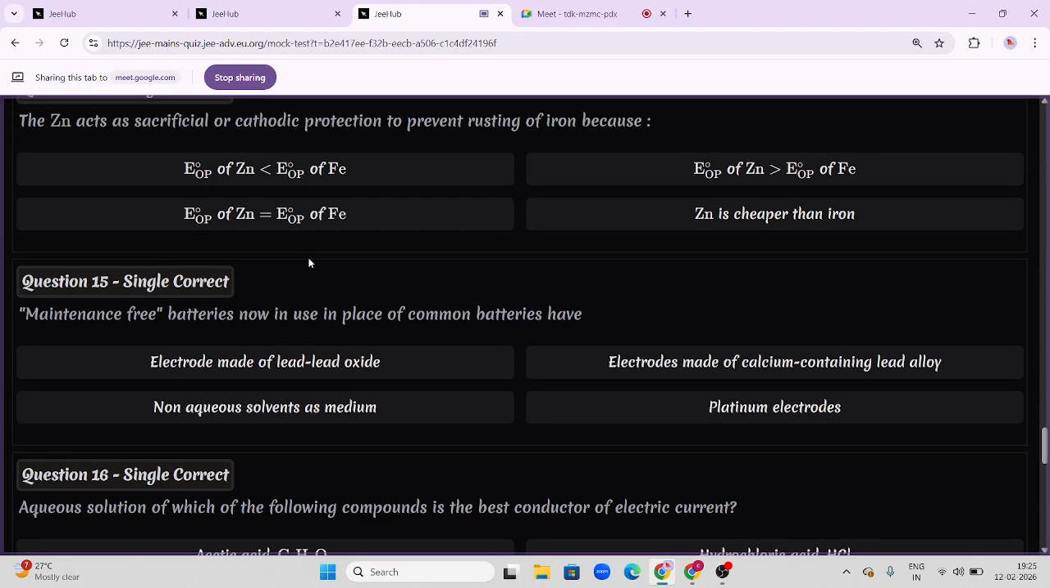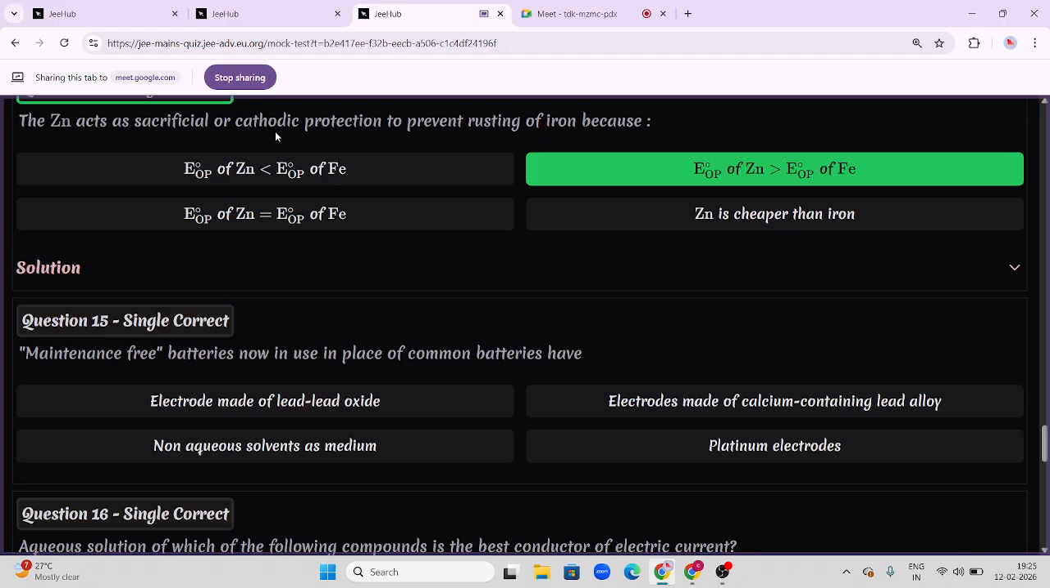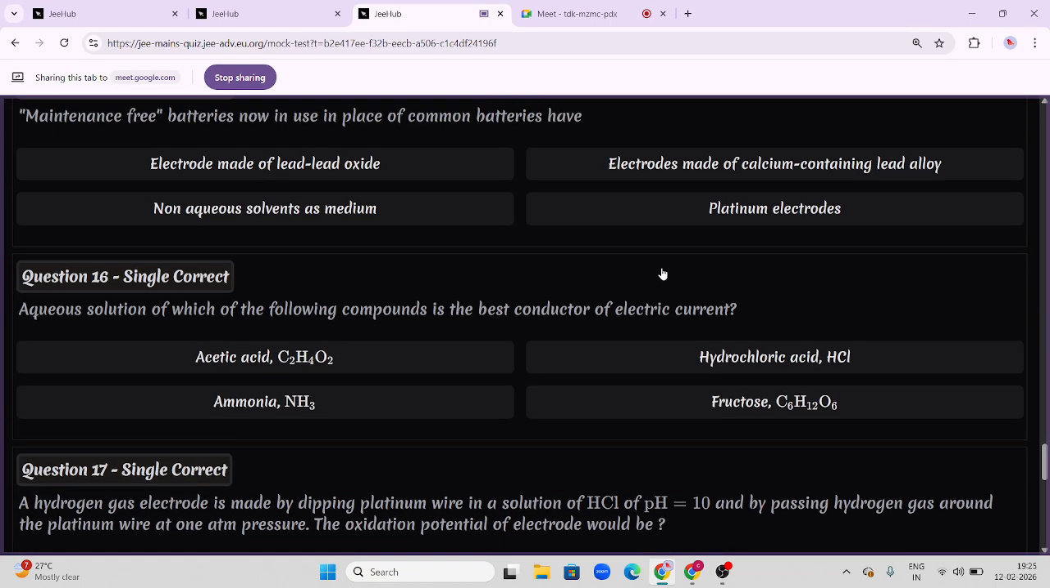Okay, Vaishnavi. Ma'am, second option. That's the right one here. Sacrificial anodes or cathodic protections are those which are spontaneously oxidizing themselves. That means their oxidation potential should be greater than iron itself. Right. Next.